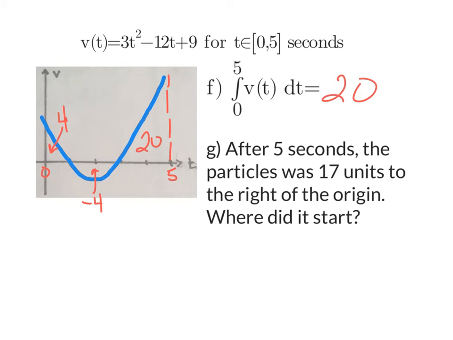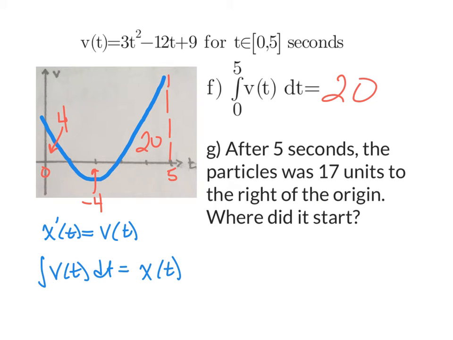Well, we know that if we take the derivative of the position, we get velocity. What I want to point out is that if I take the integral then of velocity, what we're getting is a change in position. Okay. So the position changed over these 5 seconds by 20 units. So in part G, when I say that after 5 seconds the particle was 17 units to the right, where was it when it started?